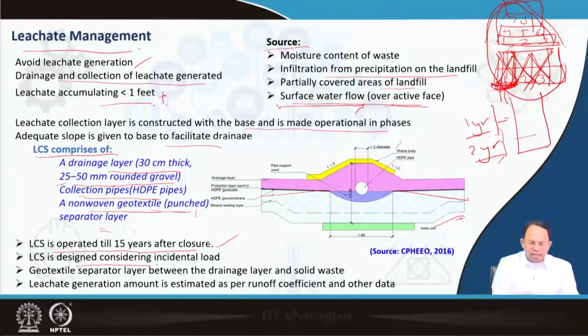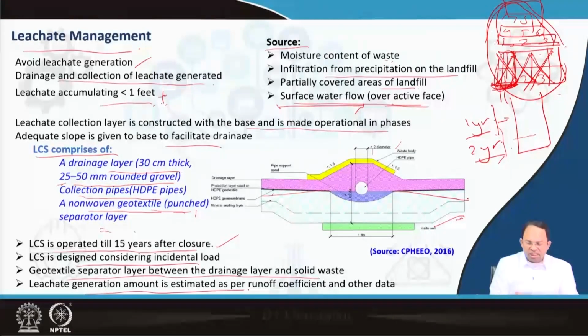So it is designed considering the incidental load, the compaction that will happen, and so on. The layer is at the bottom, so a lot of load will come on that, and that has to be considered. Geotextile separator layer between the drainage layer and the solid waste prevents mixing of the waste inside the drainage layer.